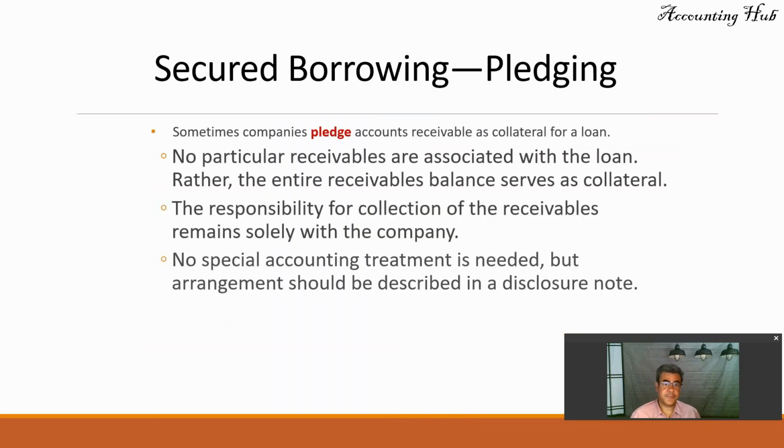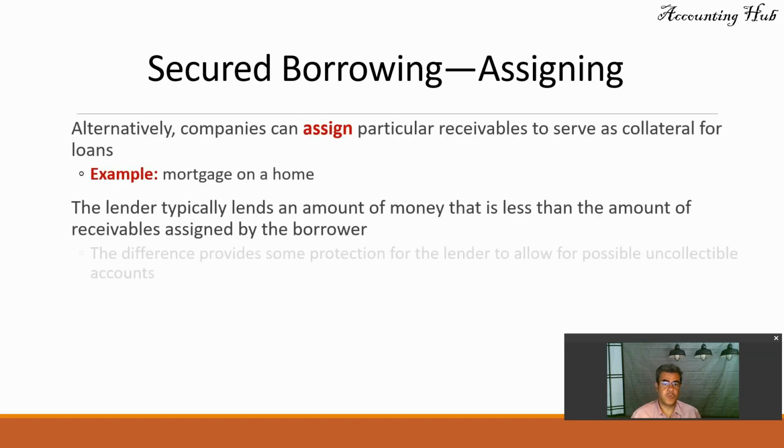How does it work? In secured borrowing, no particular receivables are associated with the loan. Rather, the entire receivable balance serves as collateral. The responsibility for collections and everything else remains with the company because we are not selling the receivable, we are only giving them as collateral. No special accounting treatment is needed, but the arrangement should be described in a disclosure note.